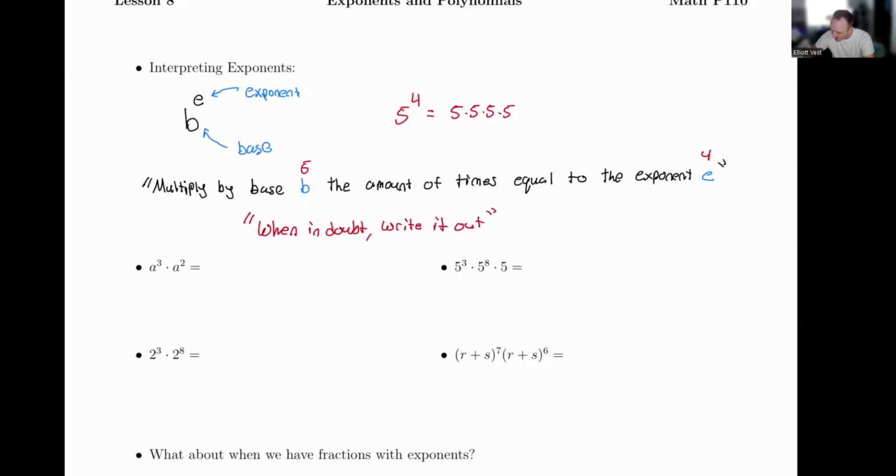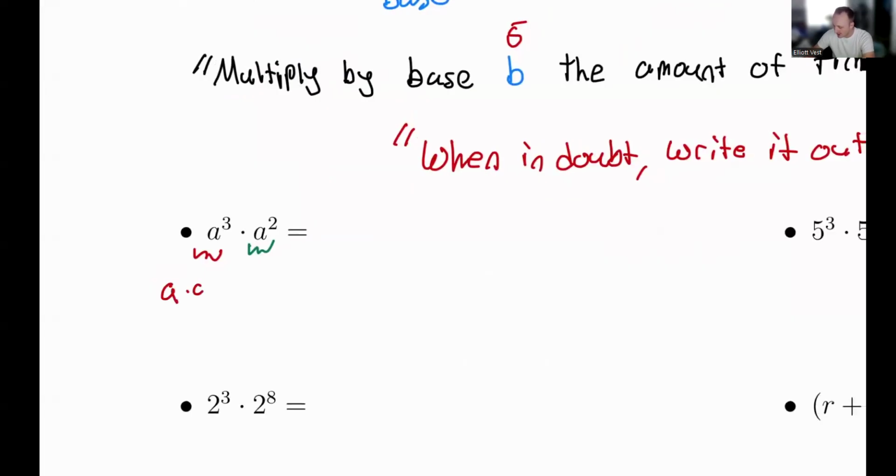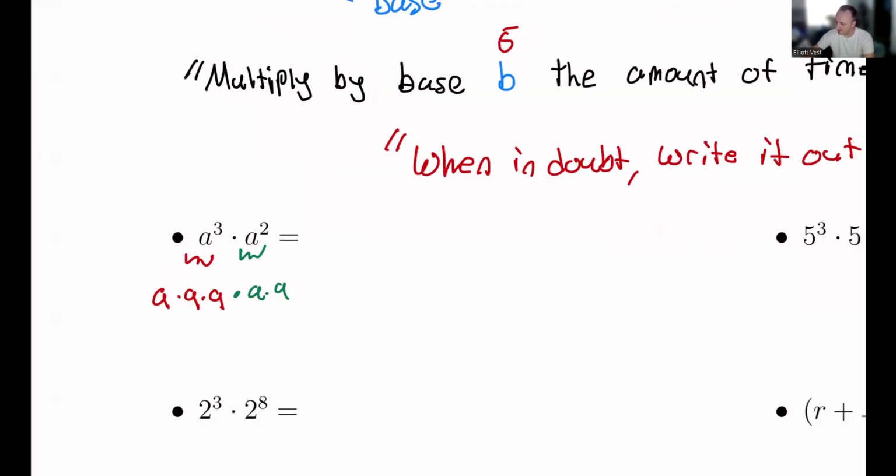So what do I have in this first problem? I have a to the third times a to the second. What does that mean? Well, when in doubt, write it out. I have a times a times a times a times a, right? Because the second one is a to the second, the first one is a to the third. And together, how many do I have? One, two, three, four, five. That's a to the fifth. See, not too bad, right?